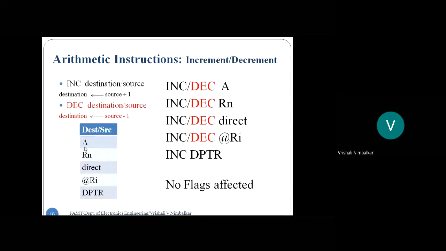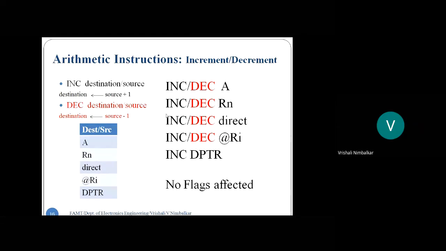Look here. Destination and source can be the accumulator. Destination and source can be register RN. Data can be in memory, where you mention the direct address. Data can be in memory pointed by RI, and a 16-bit increment is DPTR. So these are the 5 options available. 4 are 8-bit increment and the last one is 16-bit increment. Correct? And the same is applicable for decrement also.